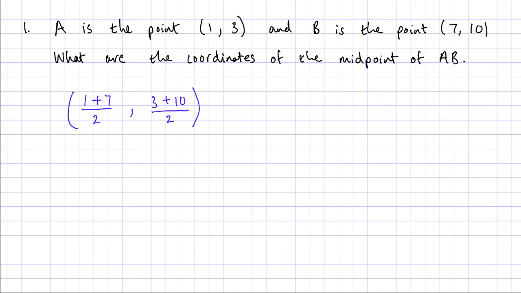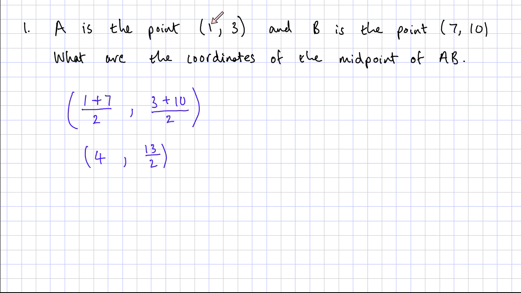Now if I simplify that, 1 add 7 is 8. 8 divided by 2 is 4. And 3 add 10 is 13. 13 divided by 2 is 6.5, or 13 over 2. Now let's just check if this is actually the midpoint.